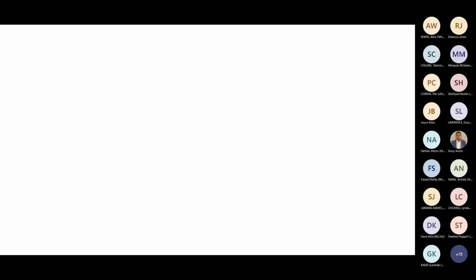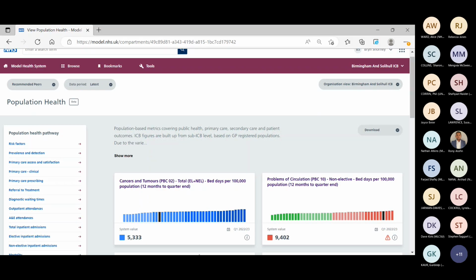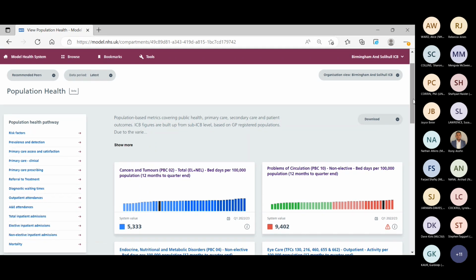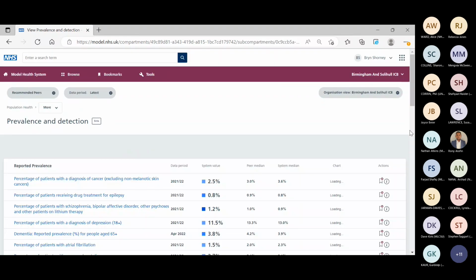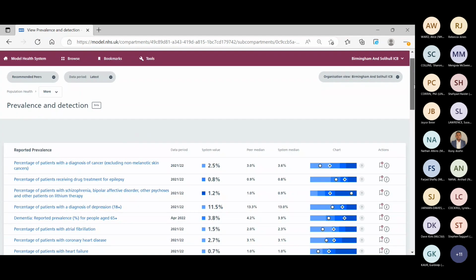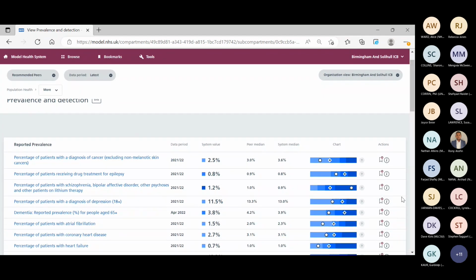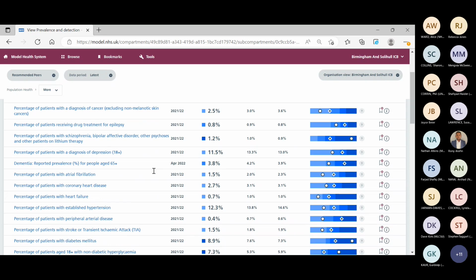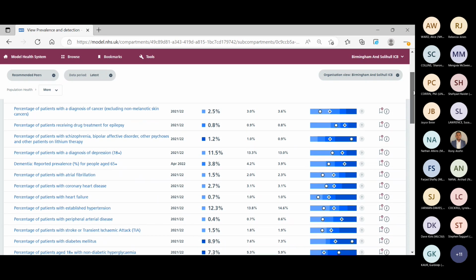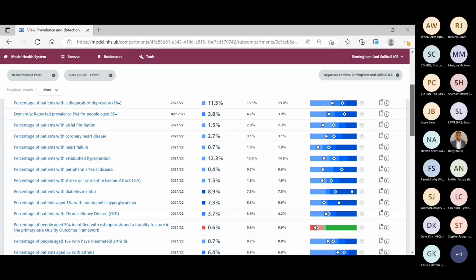Okay, well, I'll just quickly show some of the other information included within this compartment then. So risk factors within there, we've got smoking and obesity and alcohol consumption and other public health metrics. Prevalence and detection, we've got the QOF reported prevalence here. So a range of disease as covered in that QOF data.